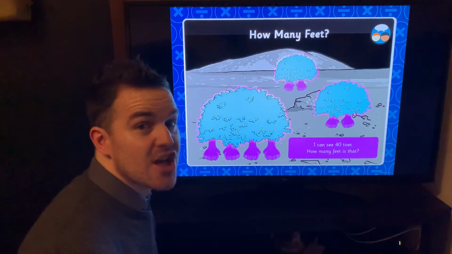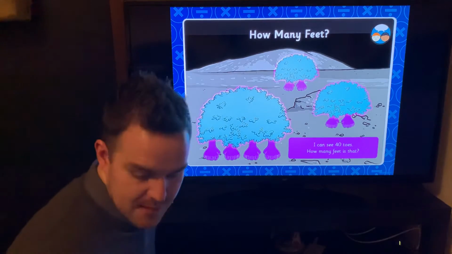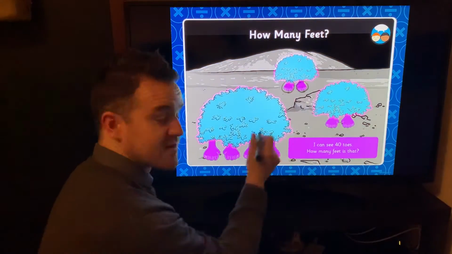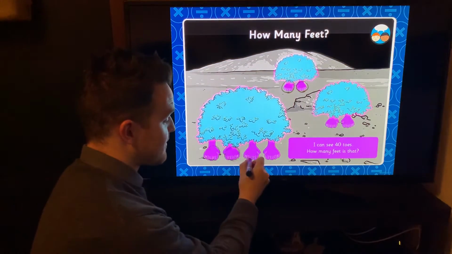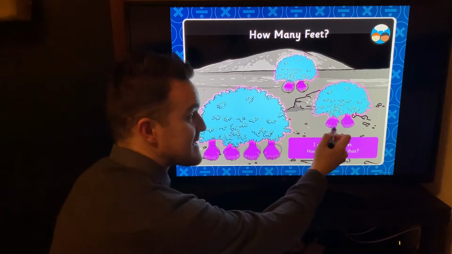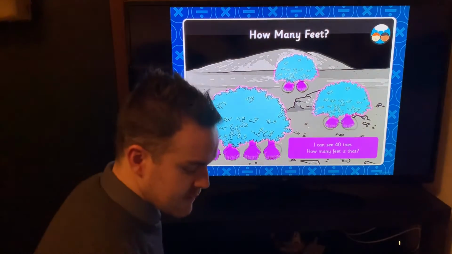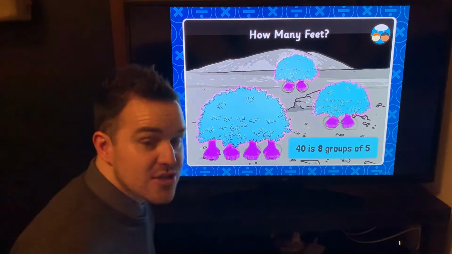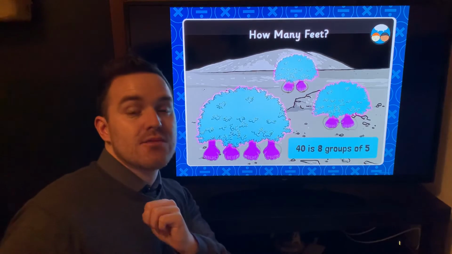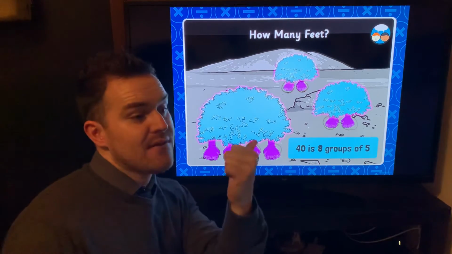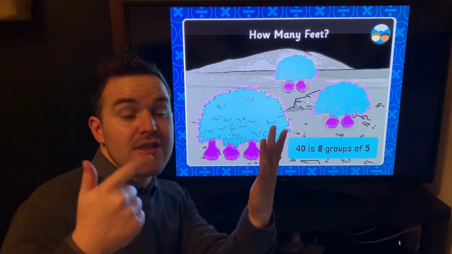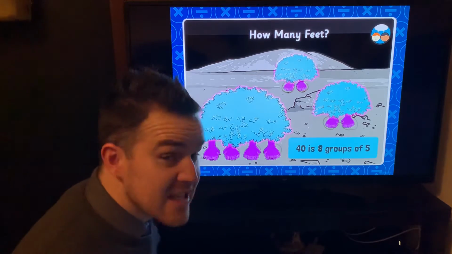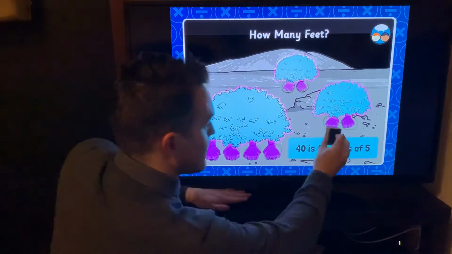But what it's asking us is, how many groups is that? Now remember, I always like to circle my groups. 1 group of 5, 2 groups of 5, 3 groups of 5, 4 groups of 5, 5 groups of 5, 6 groups of 5, 7 groups of 5, 8 groups of 5. Let's put that in a number sentence. 40 is 8 groups of 5, and you could check that on your fingers by counting up in 5s to 40. 5, 10, 15, 20, 25, 30, 35, 40. I've got 8 fingers up, 1 finger for each group, so there are 8 groups of 5 in 40. Let me rub that out for the next one.